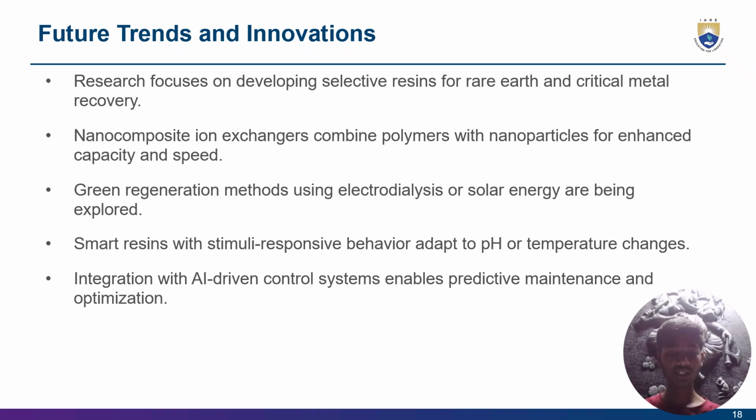Future trends and innovations. Research focuses on developing selective resins for rare earth and critical metal recovery. Nanocomposite ion exchangers combine polymers with nanoparticles for enhanced capacity and speed. Green regeneration methods using electrodialysis or solar energy are being explored. Smart resins with stimuli-responsive behavior adapt to pH and temperature changes. In this case, AI-driven control systems enable predictive maintenance and optimization.